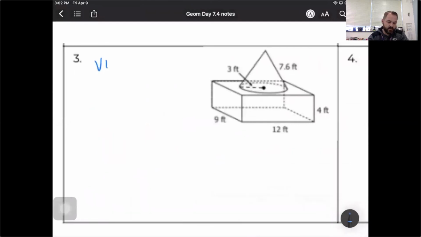Okay, so volume number 1 would be this bottom portion. That's just length times width times height. I'll go ahead and do that one first this time. Length we can call 12. Width we would call 9. Height we would call 4. So we're going to multiply those dimensions and get that total. When I do that, that gives me a total of 432 for the bottom portion. Okay, so we're going to have 432.